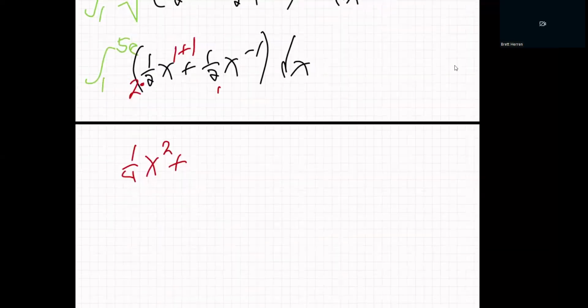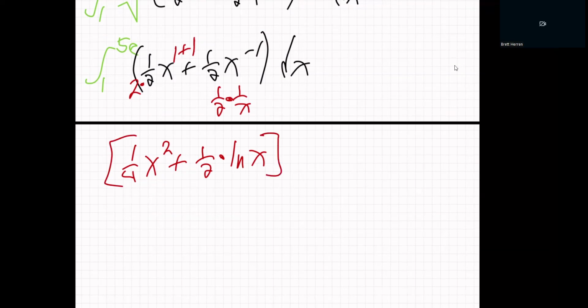Well, you got to remember this is a half times 1 over x. The half just sits here. The half's not doing anything. What's the integral of 1 over x? Natural log. Right? Remember that? Okay, now we evaluate this thing from 1 to 5e.